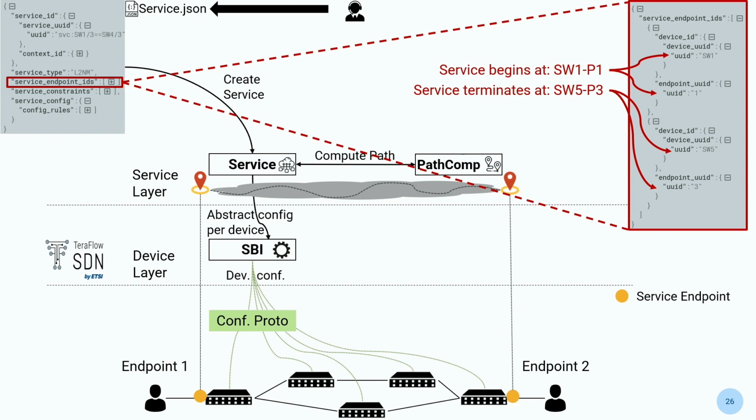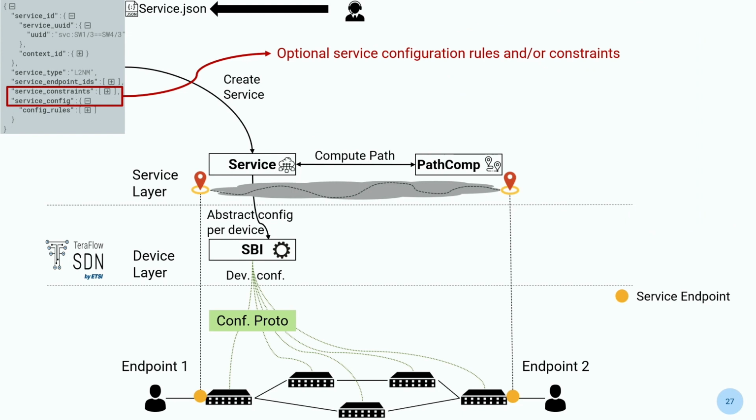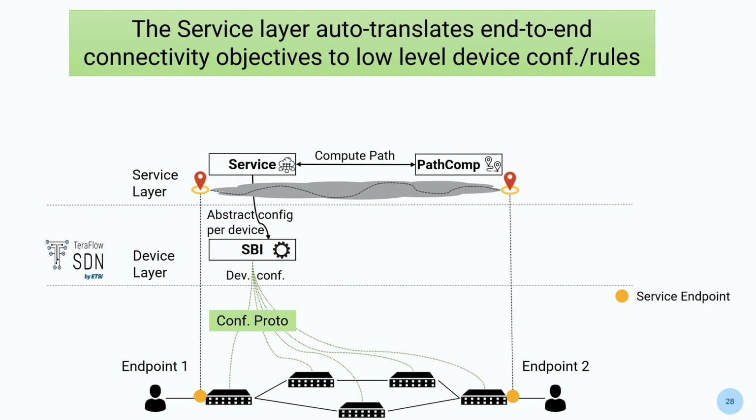And here you can see how this JSON object looks internally if we expand it. For every endpoint, we define the device ID and the endpoint ID, meaning the port. This is endpoint A and this is endpoint B. Now, as I said earlier, choosing specific constraints for the service is an optional field which we can add in the configuration, but this is out of discussion for now.